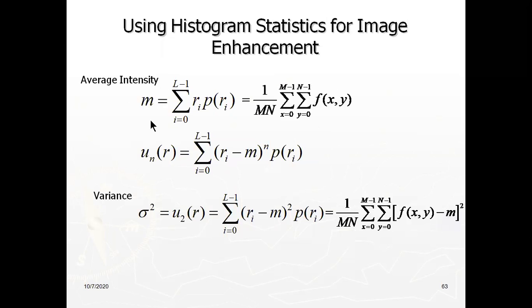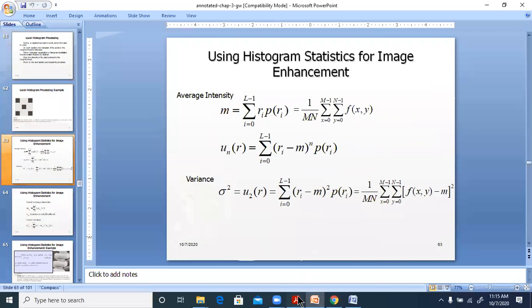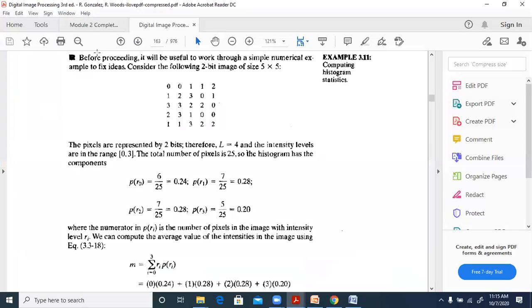Now let us take an example for this. Here we are given a 5 by 5 matrix with values 0, 1, 2, 3. 0 to 3 means it's a 2-bit image, which is represented by a 5 by 5 matrix. Now, if you see here, we can find out how many times 1 is occurring, how many times 0 is occurring, how many times 2 is occurring, and how many times 3 is occurring.